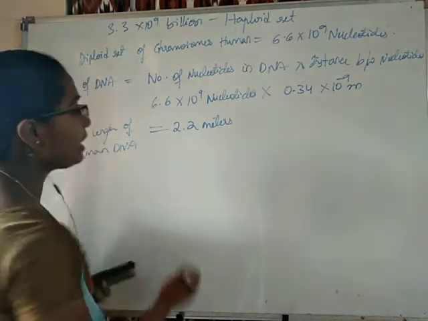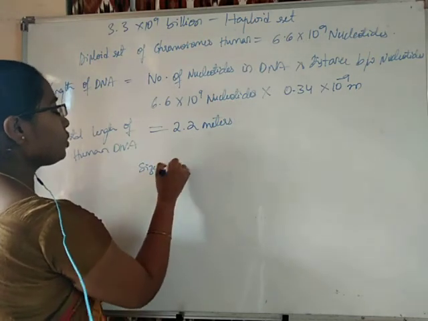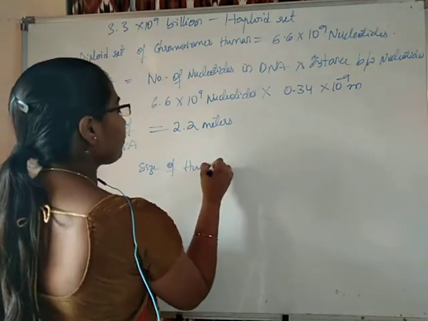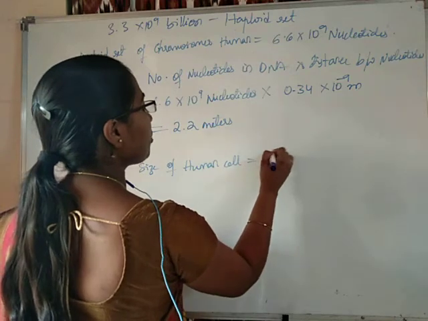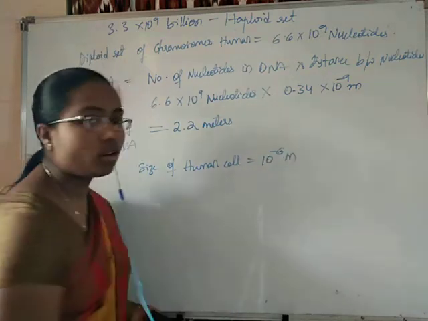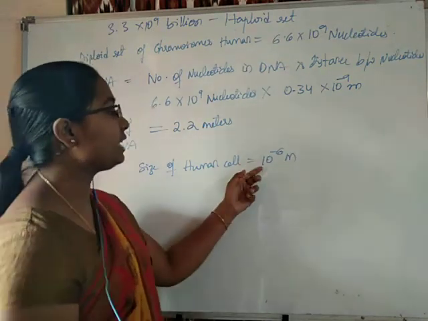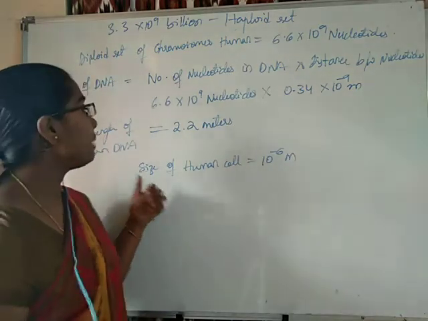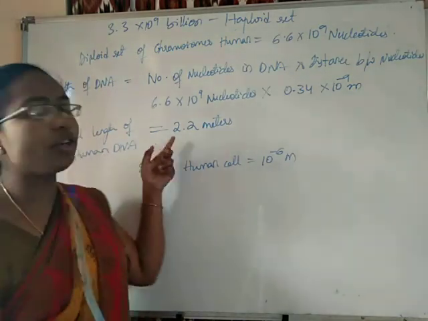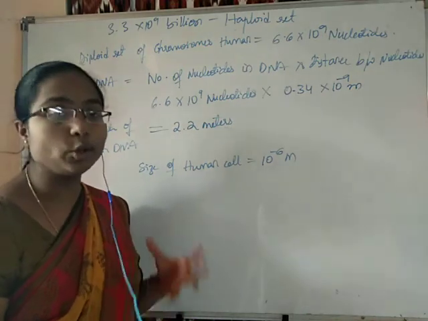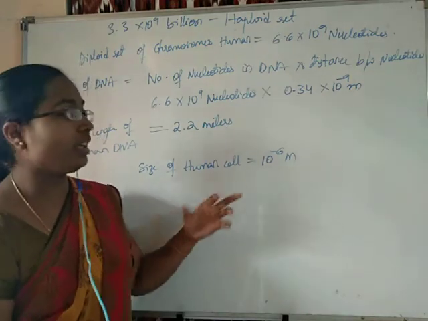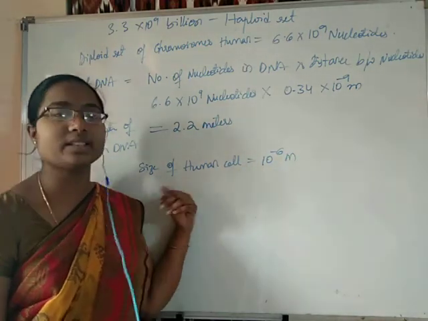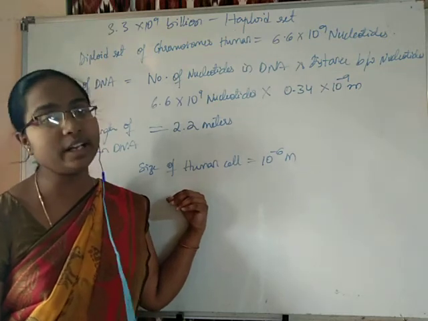But generally the size of a human cell is 10 to the power of minus 6 meters, while the length of DNA is 2.2 meters. How is this 2.2 meters of DNA fitting into a cell of 10 to the power of minus 6 meters? This we will be learning in the next class.